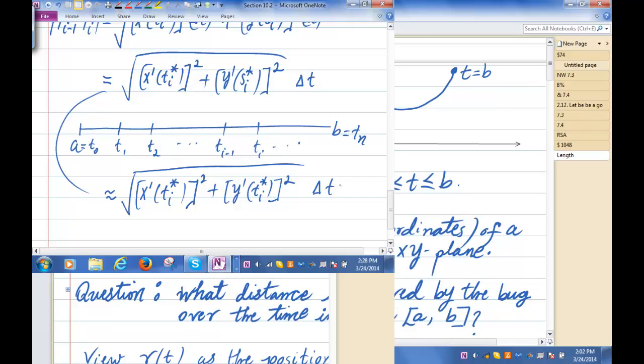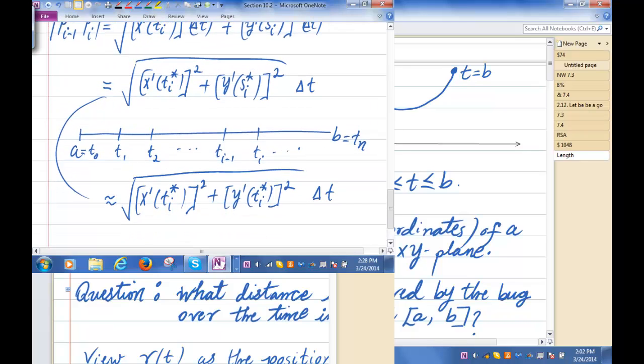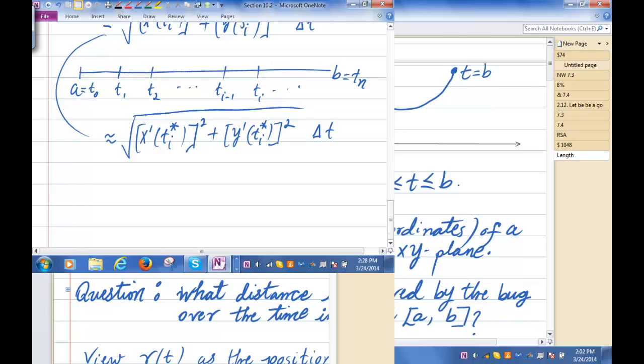So I'm basically assuming si star and ti star are the same, because I'm saying that the subintervals are too tiny. So this is the value of pi, the length between pi minus 1 and pi. If I sum over all the values of i, I get the total length of the line segments. So what's the total length?